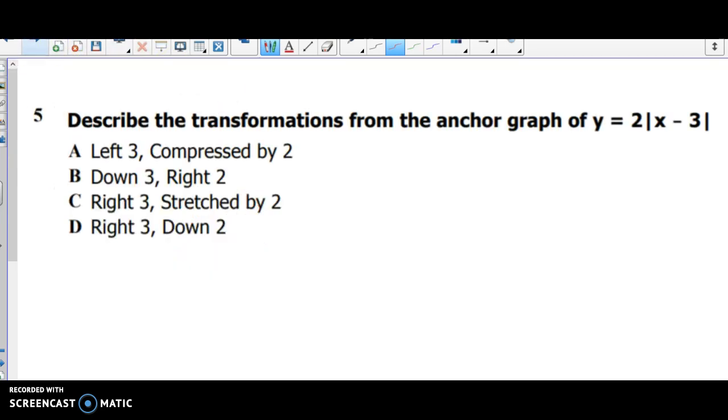Describe the transformation from the anchor graph or parent function. So we have a +2, so we said that that is stretched, and this is the opposite, so we went to the right 3, so right 3 and stretch 2. So that should be the answer for that one.